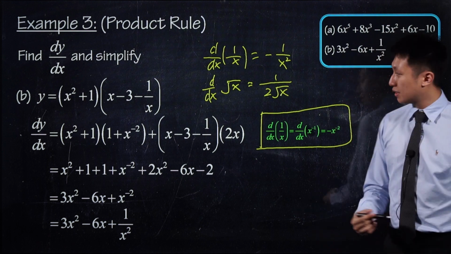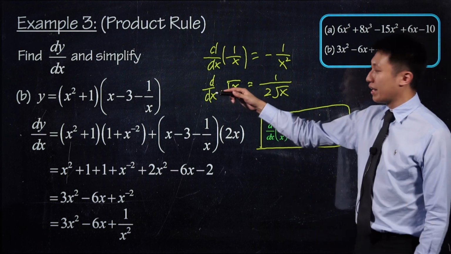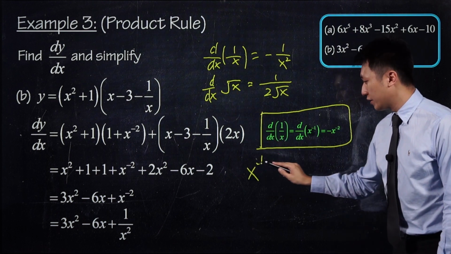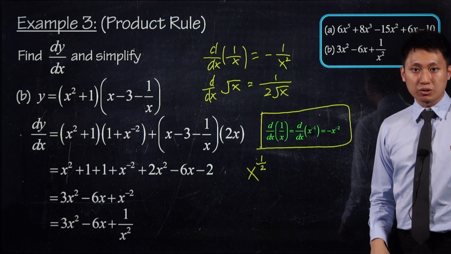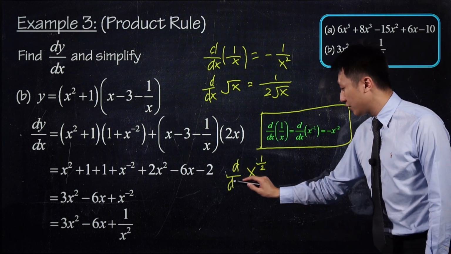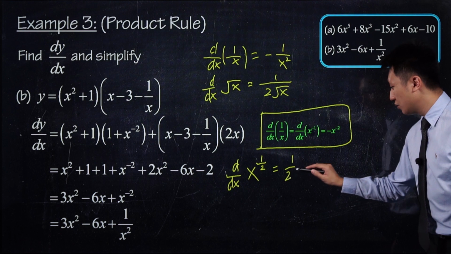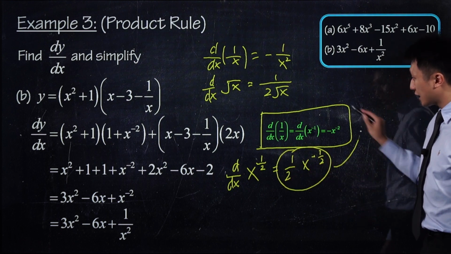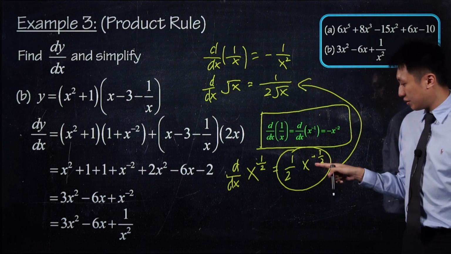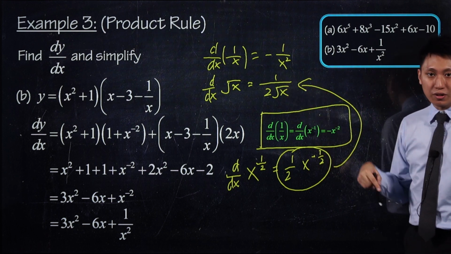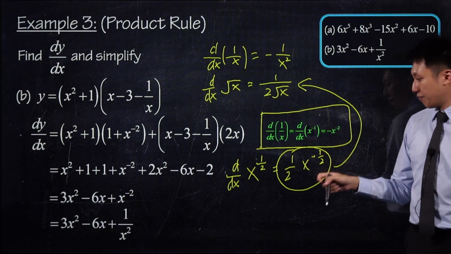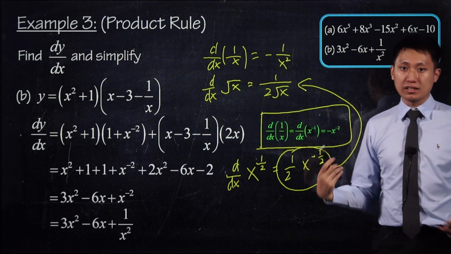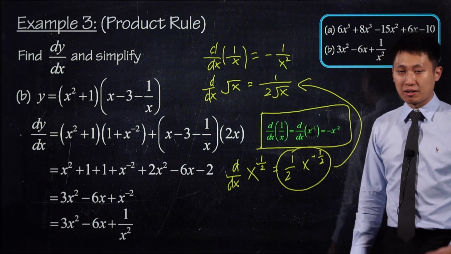How do I get so fast? Because I've done this a lot of times, but I hope you can remember this. What is this? x to the power 1 over 2. How do you differentiate x to the power 1 over 2? This will give you 1 over 2, then x to the power -1 over 2. This is exactly this one, 1 over 2 times x to the power -1 over 2, which is 1 over 2 square root x. Same thing. So if you can remember these two, that will be good, because it always comes out in your exam.